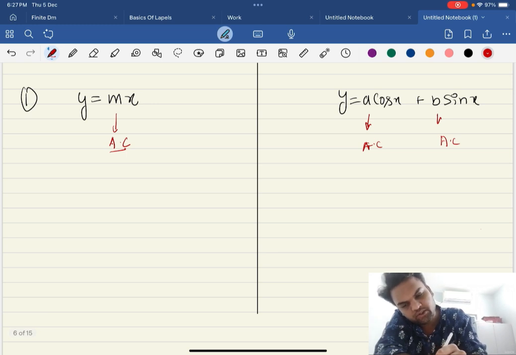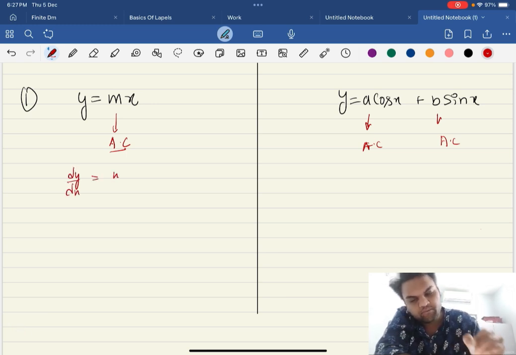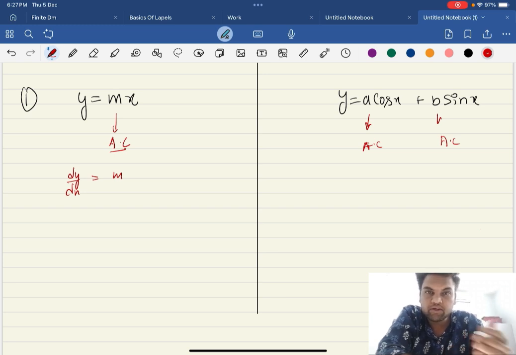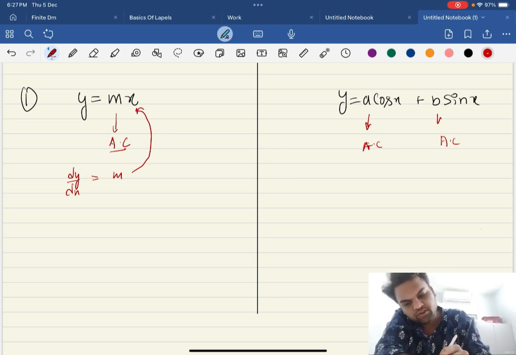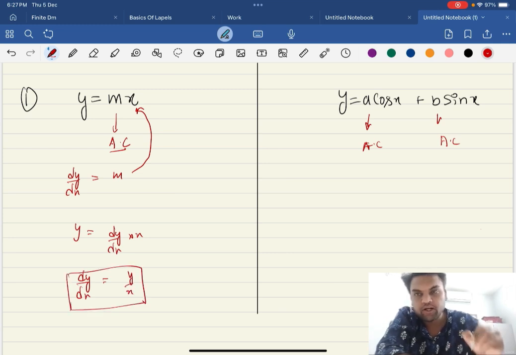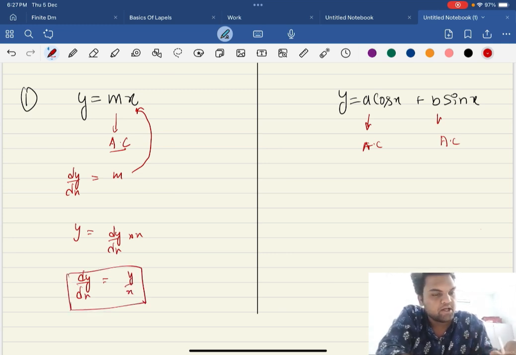So I differentiate this equation, dy over dx with respect to x, which is m. Now I cannot differentiate more than one time, but I have to remove it. So I replace this value in the original equation. So we will get y equals dy over dx into x. So the required differential equation became like this. This is the required differential equation of the given equation.